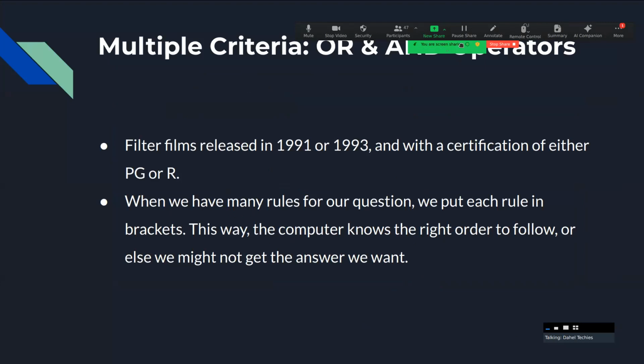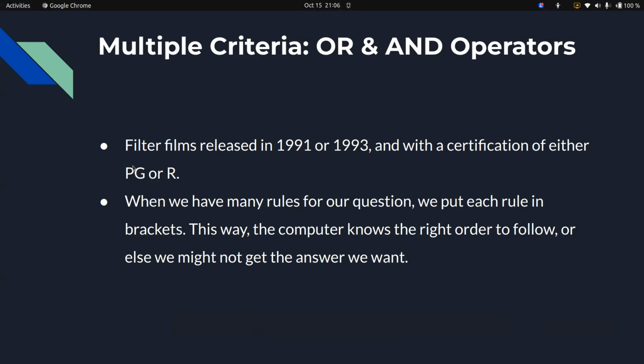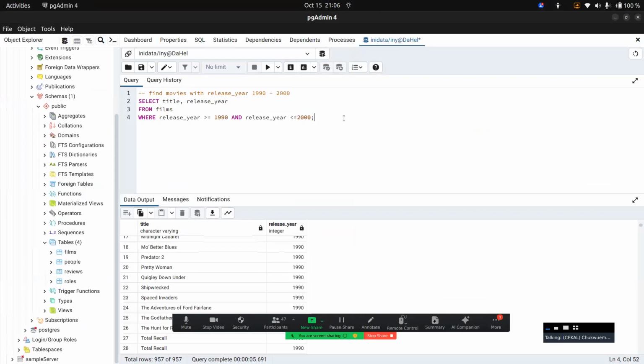So this other one is something you may be doing often, where you have to combine the OR operator and the AND operator. So this is an example. We want to filter films that were released in 1991 or 1993, and with certification of either PG or R. So you see, this is somehow complicated, not hard, just complicated, a lot of conditions. It's getting more interesting.